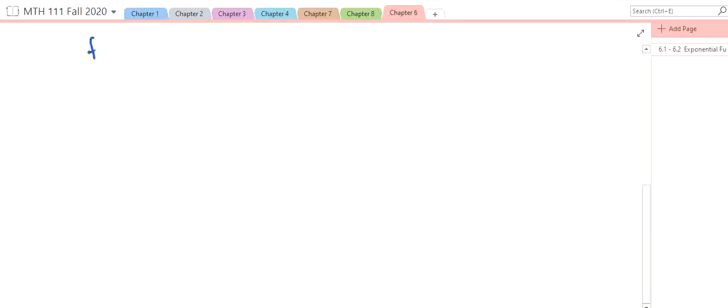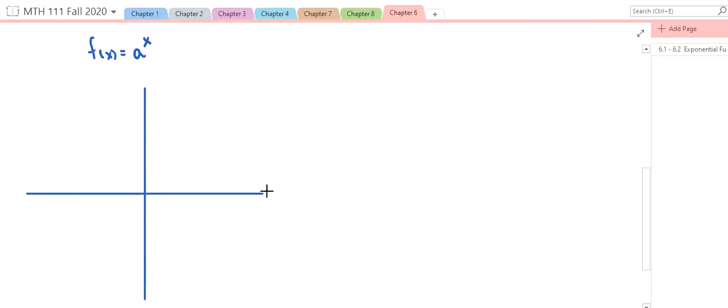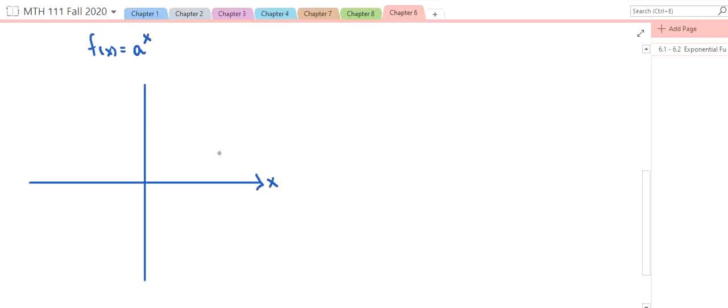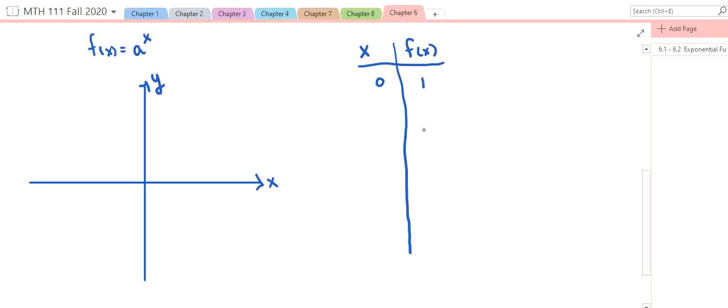So if I have this function and I were to plot it, it would look something like this. Here's our Cartesian axis, x and y. Let's set this up on a table where I have x and the value f of x, and start putting some values in. When x equals 0, f of x equals 1. And when x equals 1, f of x equals a raised to the power of 1, which equals a.